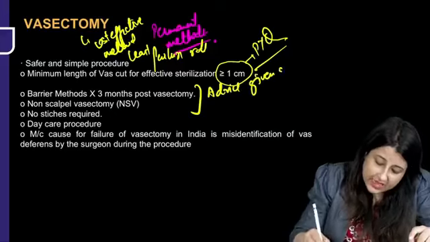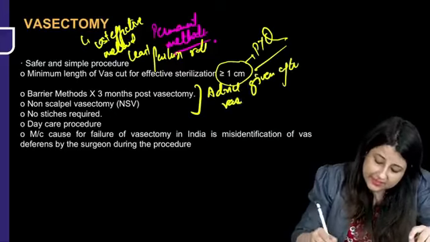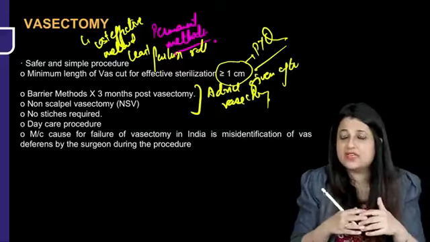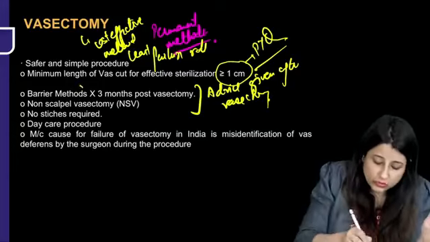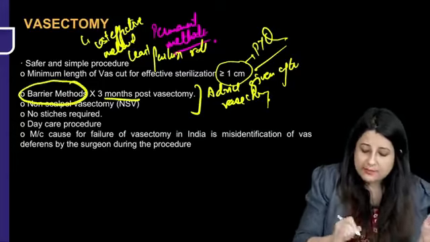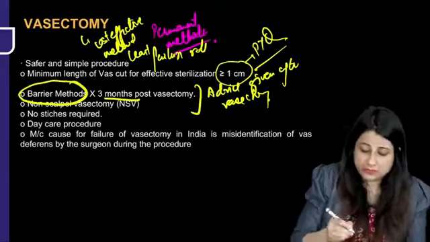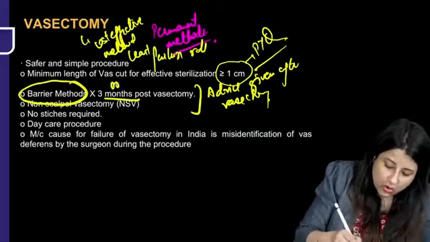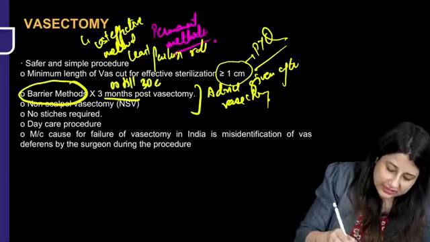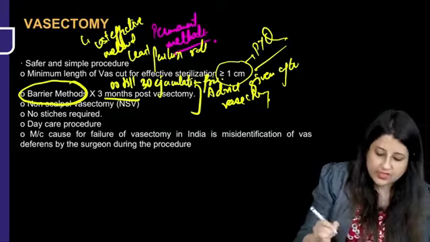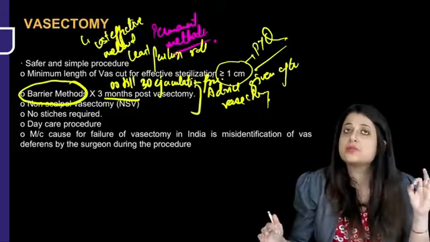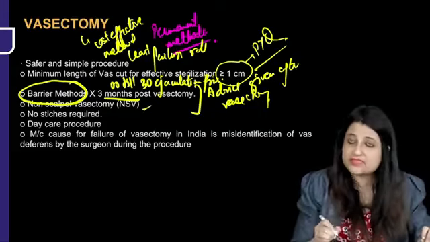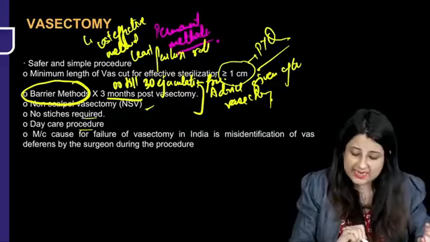Please remember that if a male person gets a vasectomy done, he is not sterile immediately. The couple needs to use a barrier method up to 3 months post vasectomy, or till the male is 30 ejaculations free. So the barrier method should be used up to 3 months or till 30 ejaculations free. Now we prefer non-scalpel vasectomy. No stitches required, daycare procedure.